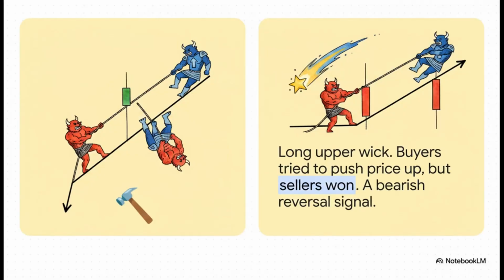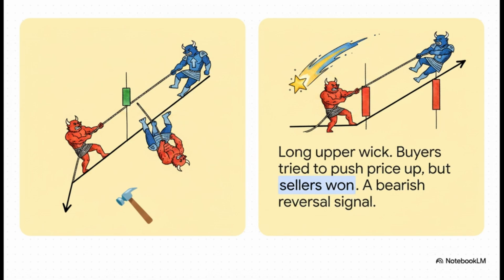Let's look at two more really powerful one-candle patterns: the hammer and its evil twin, the shooting star. The hammer's long lower wick tells a story all by itself. It says that sellers tried as hard as they could to push the price way down, but the buyers fought back like crazy and managed to close the price all the way back up near the top.